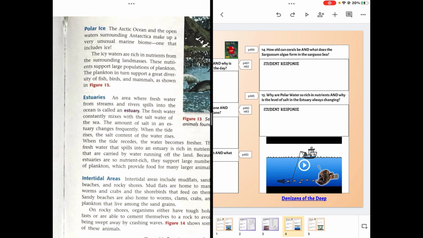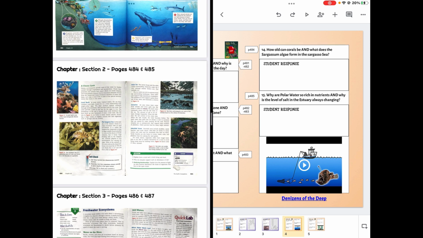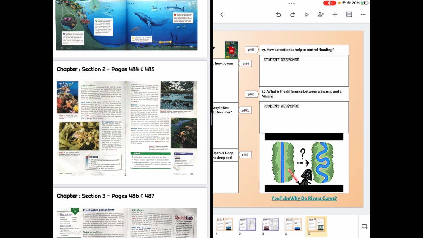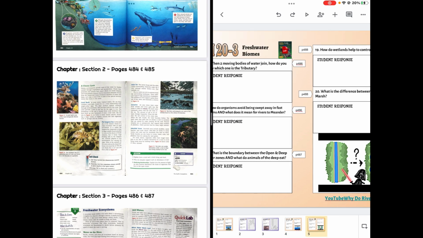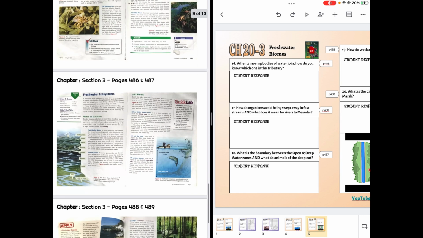And then estuaries are where rivers mix into the oceans. And we need to know why the level of salt changes. In the ocean, the level of salt is constant. And in freshwater systems, the level of salt is relatively constant. But in an estuary, it goes back and forth, up and down. That's slide 4. Slide 5, Friday's work, is about freshwater ecosystems.